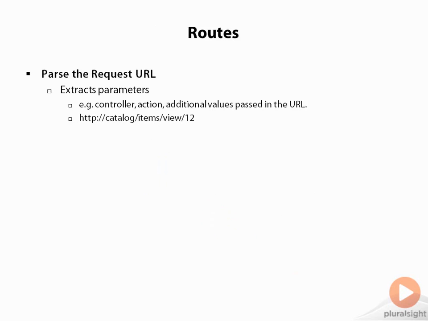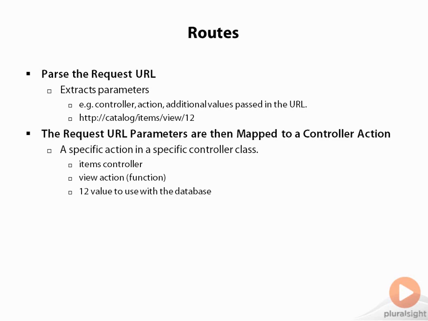Here is an example of a typical CakePHP request. The catalog/items/view/12. The request URL parameters are then mapped into a specific controller and a controller action. For example, the items maps to the items controller. The view to the action or function in the particular item's controller. The 12 is an added parameter, which will be used to retrieve data from the table for that specific item with that specific ID of 12.